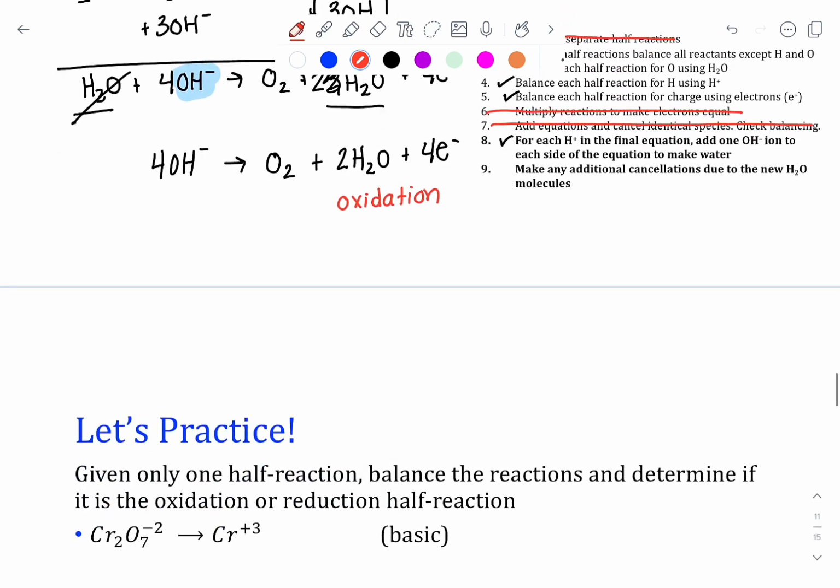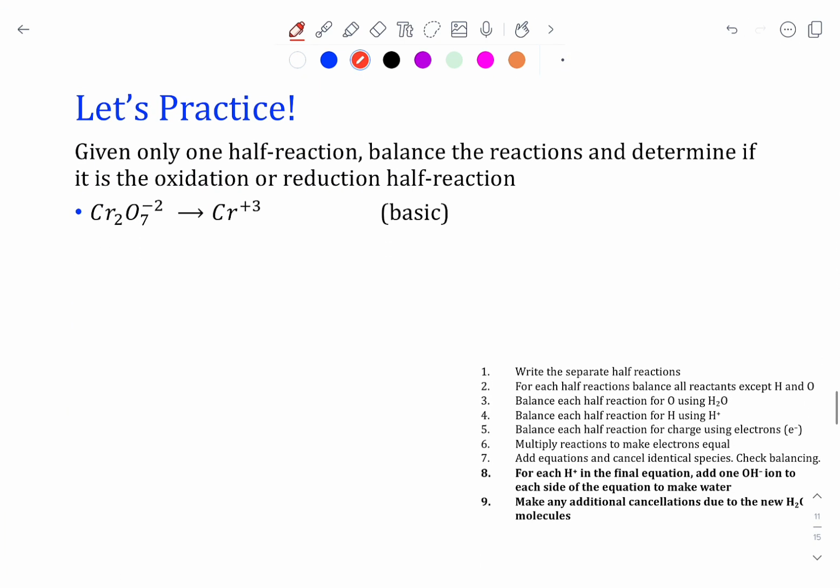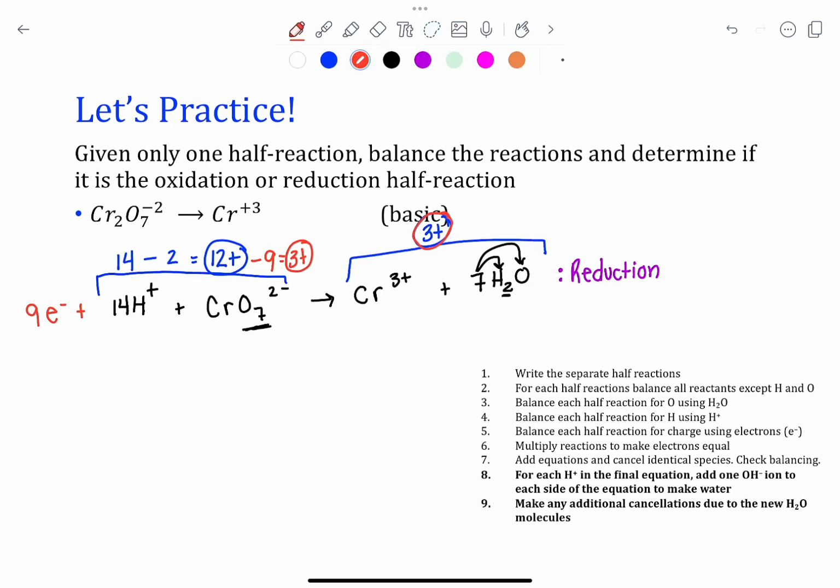So let's keep practicing. Now for this problem, we've already done steps 2 through 5. We did this in a previous slide. Here it is, what we did before when we were in acidic solutions. But now the problem says this is in basic solution. So we've done steps 2, 3, 4, and 5. We now just need to do steps 8 and 9. So let's just rewrite this equation so it's easier to see.